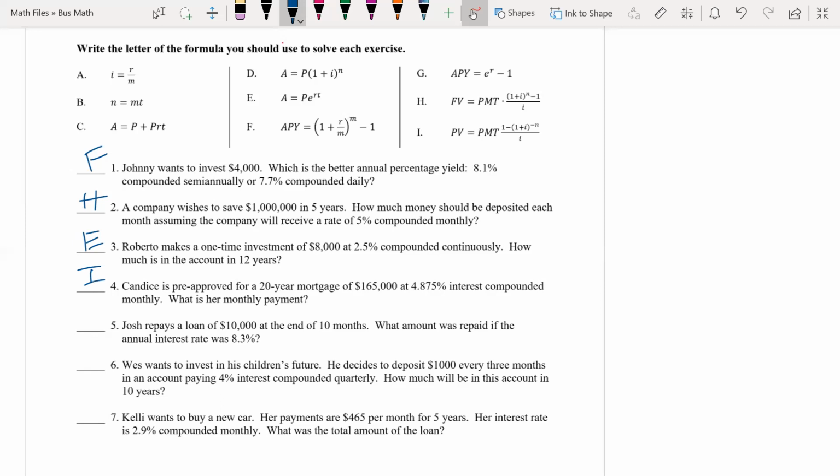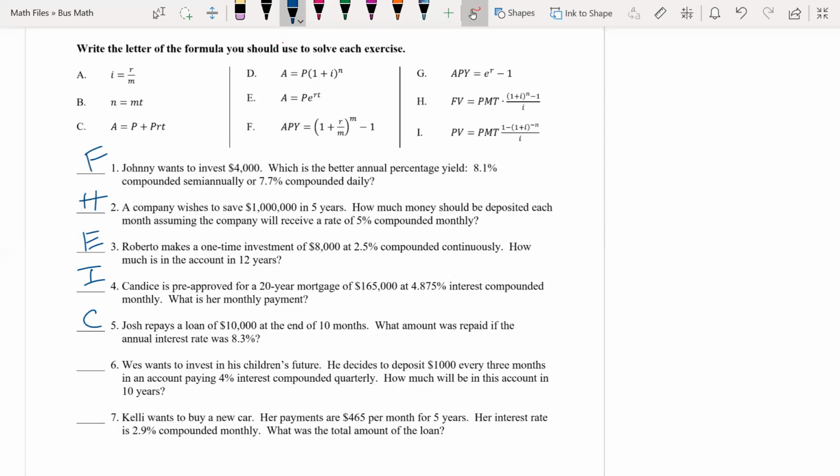Okay. 5, Josh repays a loan of $10,000 at the end of 10 months. What amount was repaid if the annual interest rate was 8.3%? Okay. So this is going to be, there's no compoundings at all. So this is just going to be our simple interest theorem. So this will be C.